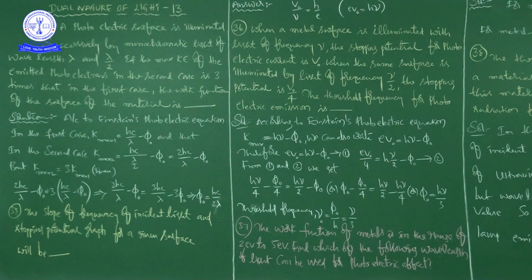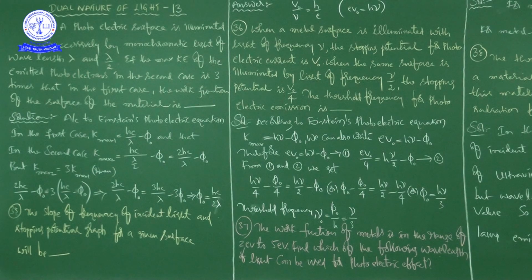He is comparing case 1 and case 2. When the same surface is illuminated by light of frequency nu by 2, the stopping potential is V0 by 4. The threshold frequency for photoelectric emission is... so we have to find the threshold frequency, that is what nu naught we have to find.